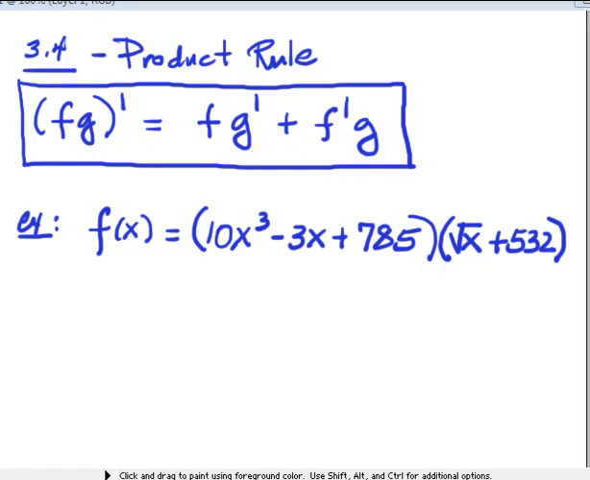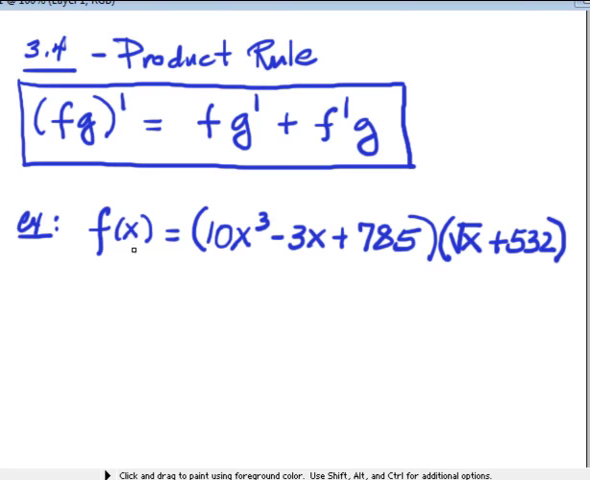Okay, now we're starting section 3.4. We did the product rule for differentiation. Here's the product rule. It says if we have the product of two functions, f times g, and we want to take the derivative, it's equal to the first function, we're calling that f, times the derivative of the second, plus the derivative of the first function times the second.